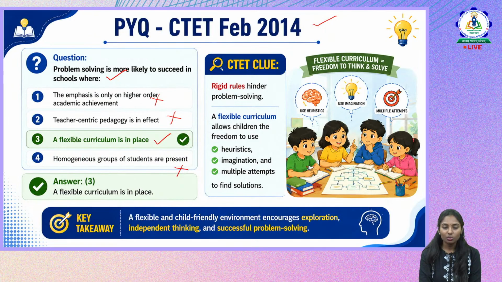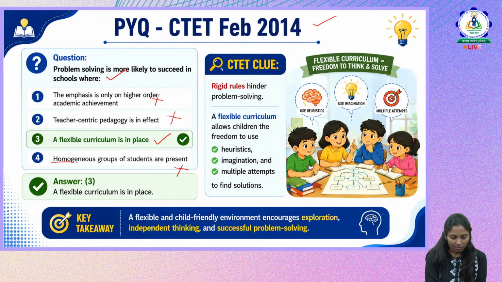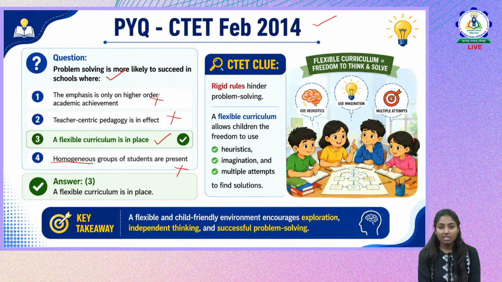Even if we have all students, homogeneous is similar kind of people. See, homogeneous is similar kind of people where same thinking or similar level of intelligence levels are there also. Problem solving skills is likely to not succeed in those areas.